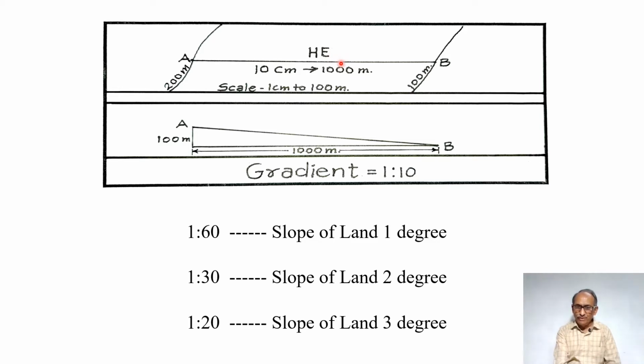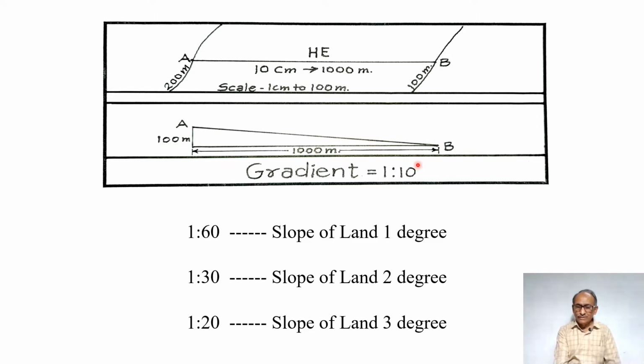Now, as per our formula, that is VI. How do we calculate VI? That is the difference in height between B, which is 100 meters, and A, which is 200 meters. So 200 minus 100, VI is 100 meters, while HE is 1000 meters. The same thing is represented in this particular diagram. This is 100 meters, that is the height between A and B. B is at this level, A is at this level. So the difference between A and B is 100 meters, and the distance between A and B is 1000 meters.